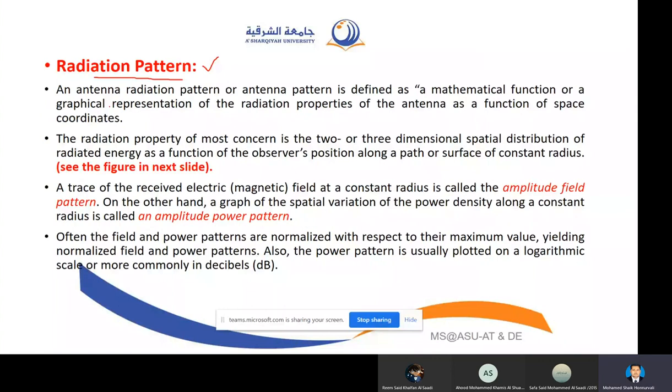So what is a radiation pattern? A radiation pattern is defined as a mathematical function or a graphical representation. Either you can represent it by mathematics or a graphical representation, which we mostly use. We go for graphical rather than mathematical. A graphical representation of the radiation properties of an antenna as a function of space coordinates.